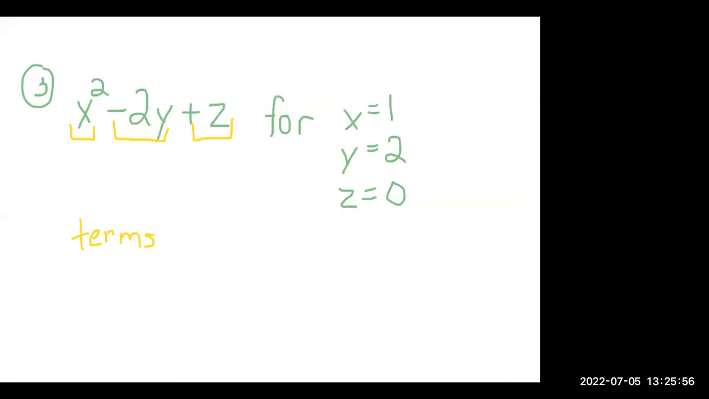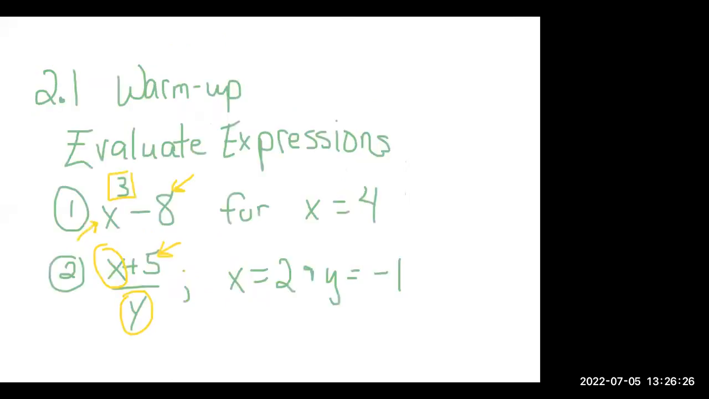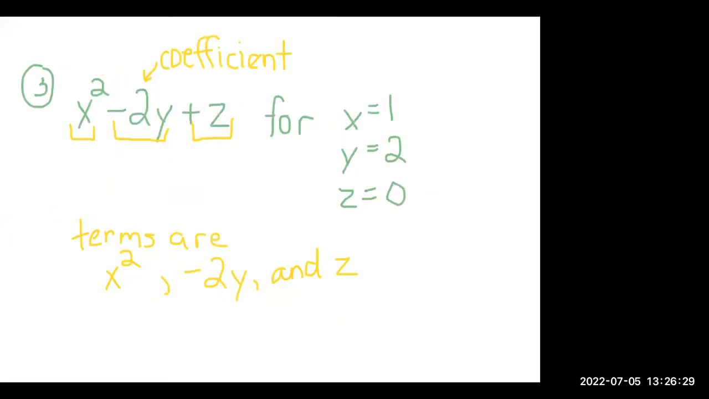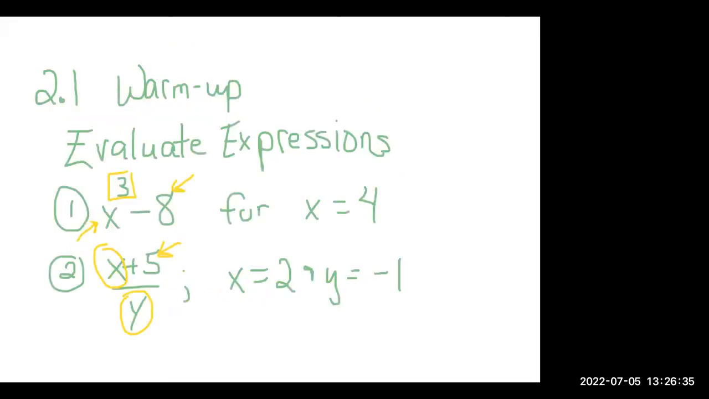So if someone asks you, what are the terms of that? I think that's a little bit of a waste of time, but it's just getting used to the language. x squared, -2y, and z. Those would be what the terms are. That number, I'll write it again, is a coefficient. So we talked about that too. There's another exponent. That's not super important to me because we'll practice a lot of that as we're going along the rest of the summer term.